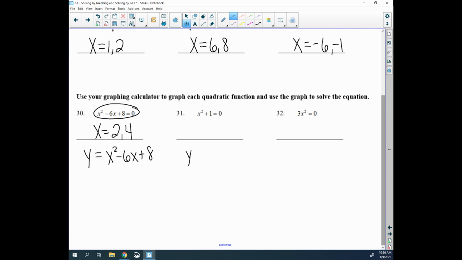All right, so for 31, type y equals x squared plus 1. Graph that into Desmos. Go ahead and press pause and graph that. Press play when you're done.